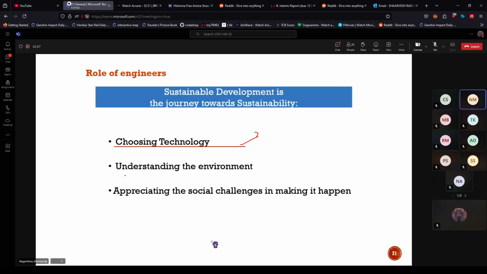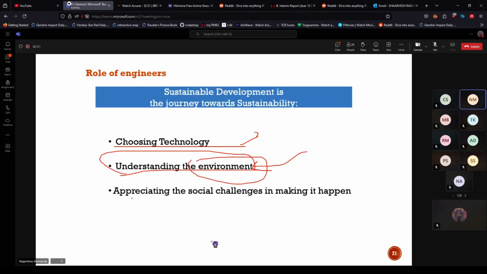Again, it is very important to understand the environment, right? The environment is a very important aspect that sustainability or the sustainable development goals always address. At the end of the day, whatever goals you are trying to achieve, the environment will be a vital part of it.